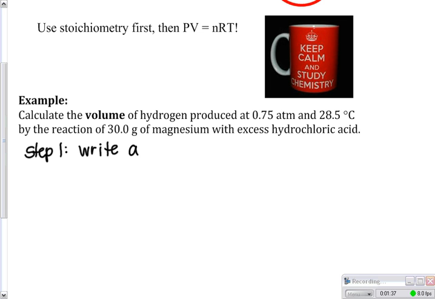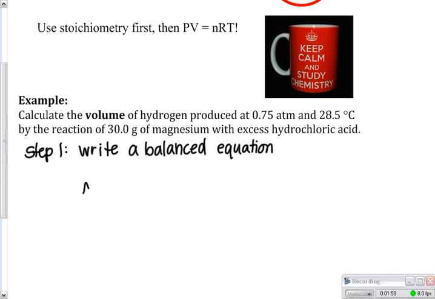So we want you to write a balanced chemical equation. Now, if you really want to test yourself, what I'd do is pause the video right now and see if you can write a correct equation for magnesium reacting with hydrochloric acid without my help. And then when you're ready, check your answer by pushing play. If you want to try it on your own, push pause now.